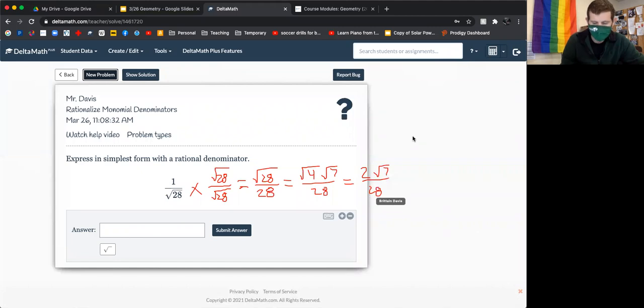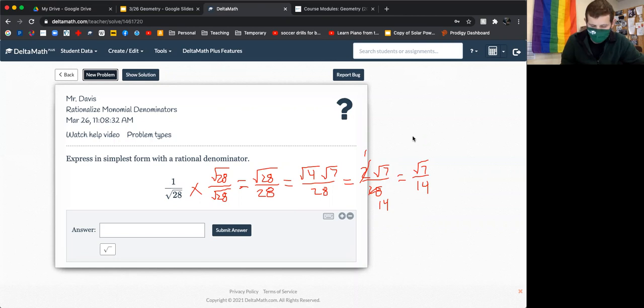And just like if this was 2 over 28 as a fraction, we could simplify that. The 2 can divide by 2 to become 1. 28 can divide by 2 to become 14. This is going to be the square root of 7 over 14. And this is as far as we can go, because 7 doesn't have any perfect square factors.